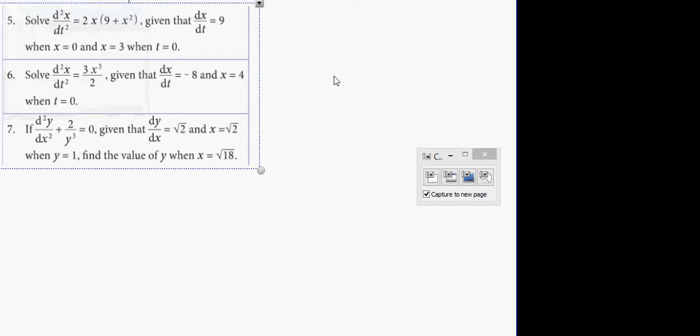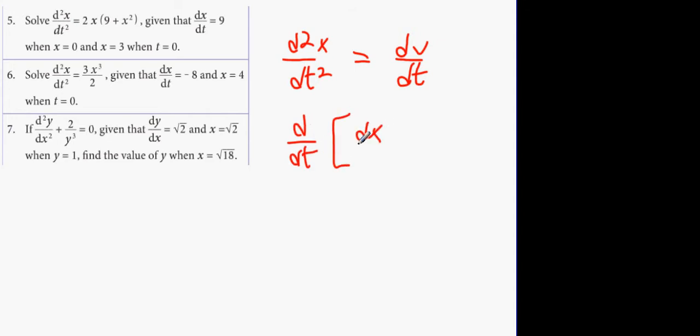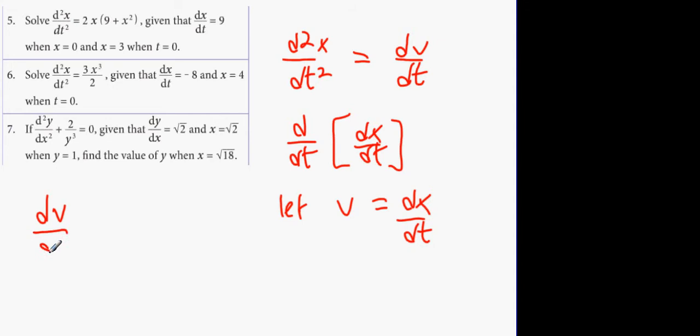Here we go. First one. What we're going to do is change d²x/dt² into dv/dt. Where I get this from is I say it's the derivative of dx/dt, so let v be equal to dx/dt. So what we get now is dv/dt, which is d²x/dt², equals 2x(9 + x²).